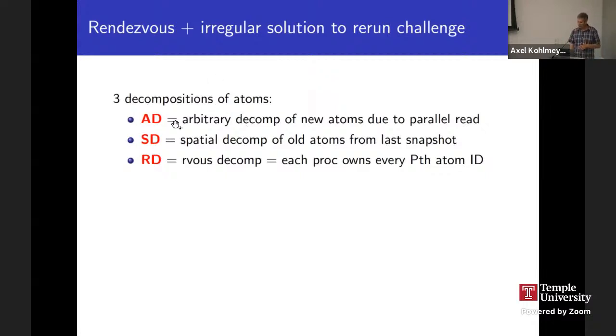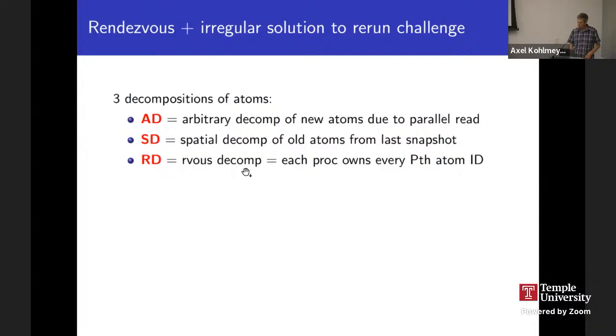So I'm calling AD the arbitrary decomposition. That is the way you read in the atoms from the dump file. That could just depend on how fast you did it or which files those atoms were in. So a processor could own basically any atoms. The SD is the spatial decomposition of the old atoms from the previous snapshot.